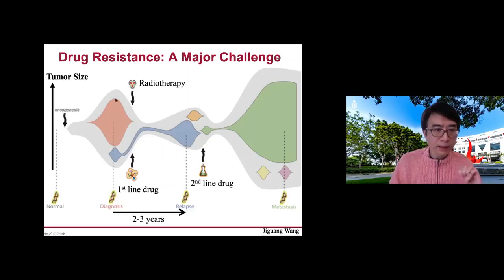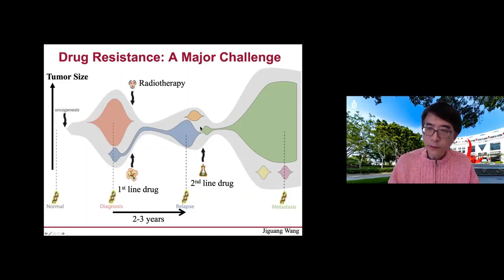Now you can see the red colored tumor is based on the wild type proteins, and this tumor can be shrunk after the treatment of the first-line drug, right? This is the first-line drug with the help of the radiotherapy. However, after 2 to 3 years, what happens, you have another tumor grow up, and this tumor is due to the drug resistance mutation, like what I talked about in the previous slide. And then this tumor will grow back due to the drug resistance mutation, right?